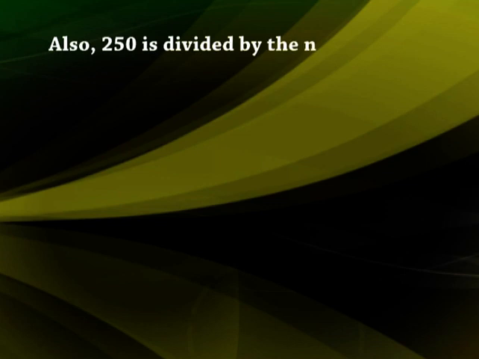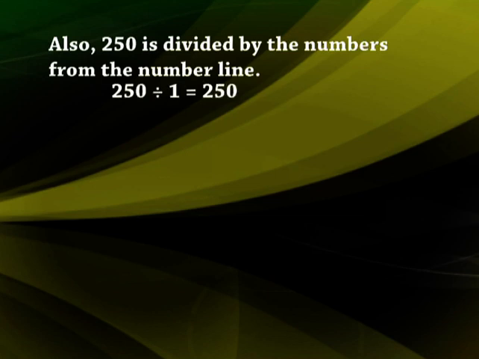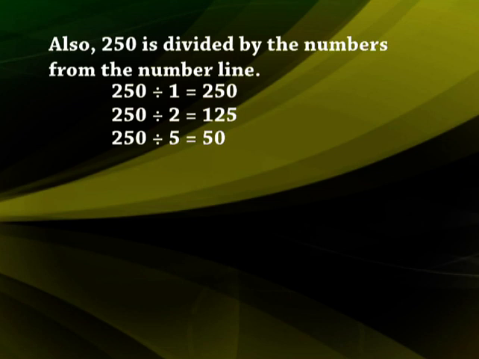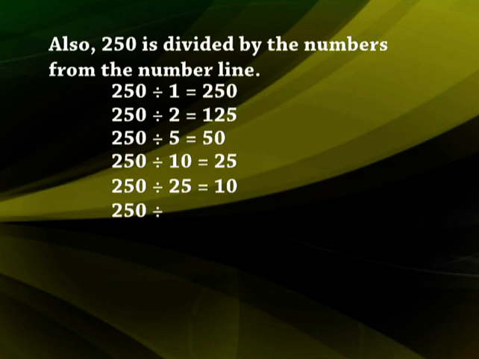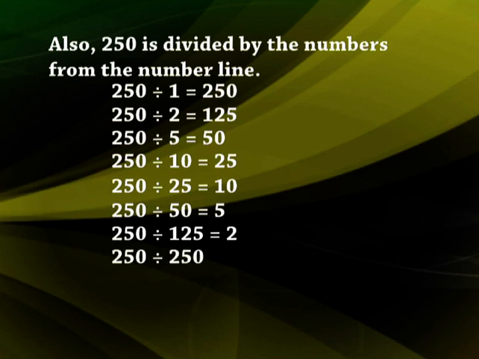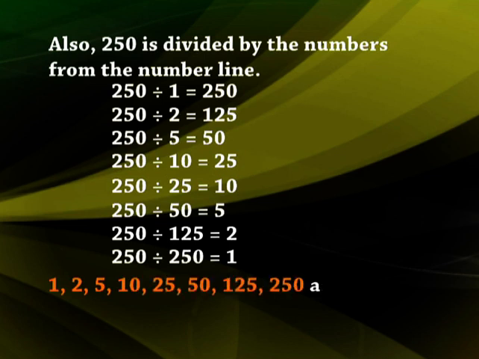Also, 250 is divided by the numbers from the number line. 250 divided by 1 is equal to 250. 250 divided by 2 is equal to 125. 250 divided by 5 is equal to 50. 250 divided by 10 is equal to 25. 250 divided by 25 is equal to 10. 250 divided by 50 is equal to 5. 250 divided by 125 is equal to 2. 250 divided by 250 is equal to 1. 1, 2, 5, 10, 25, 50, 125, 250 are the factors of 250.